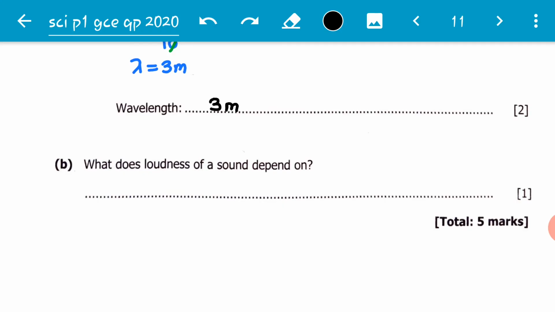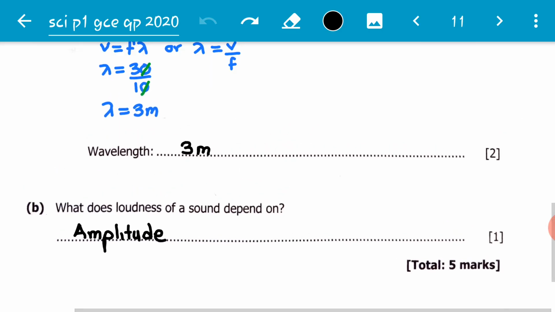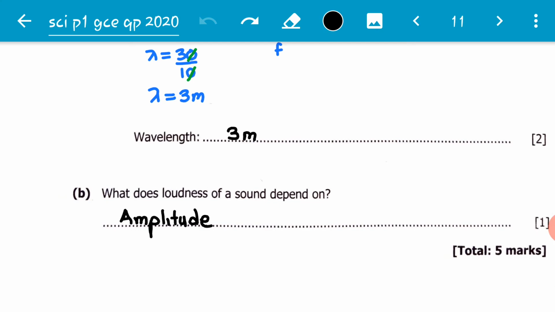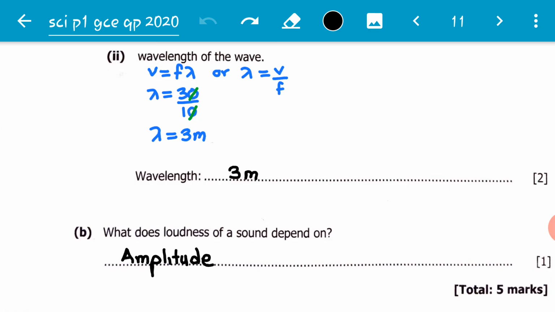So there we have amplitude as the answer, which actually brings us to a total of 5 marks. Now, out of these 5 marks, we may have made mistakes, but what you should always take note of is that mistakes are there to be made, but you should not always expect to make mistakes.